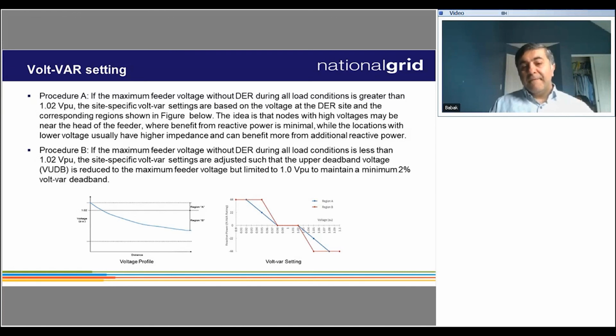So pick a point here under voltage, say 0.96. You see that the blue curve requires less reactive power than the red one. The red has a higher slope for region B. So what I'm saying here is basically that the volt-var setting to respond to your power quality issues is location specific.